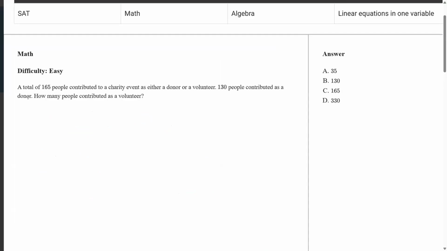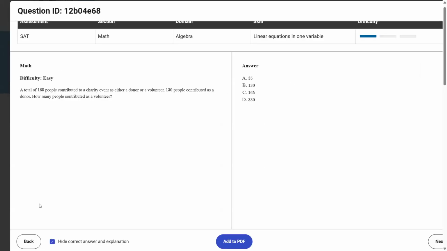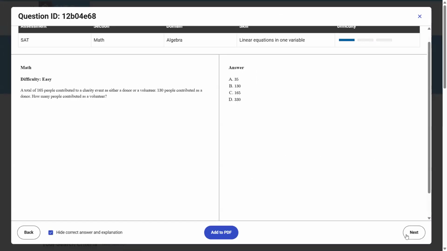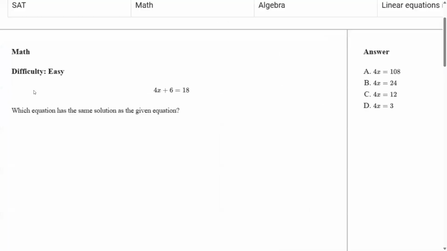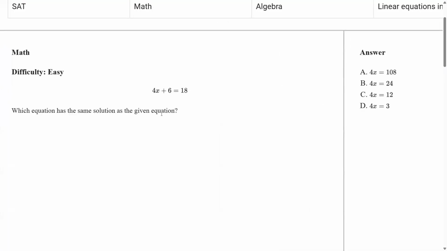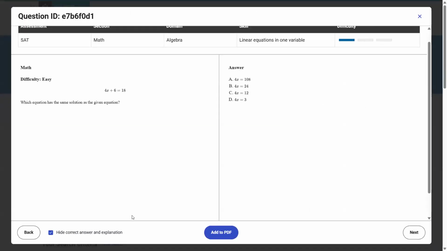A total of 165 people contributed to a charity event as either a donor or a volunteer. 120 people contributed as a donor. How many volunteers? This is an easy question. Okay, let's solve the easy question. Which equation has the same solution as the given equation? All you have to do is shift 6 to the other side. It will give you 4x equals 12. Okay.